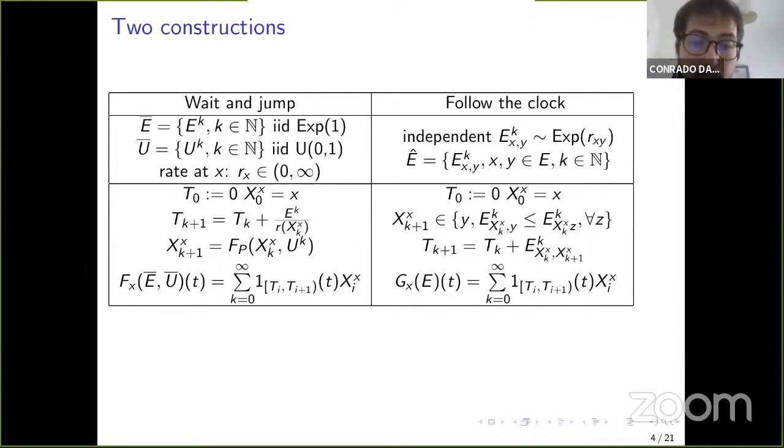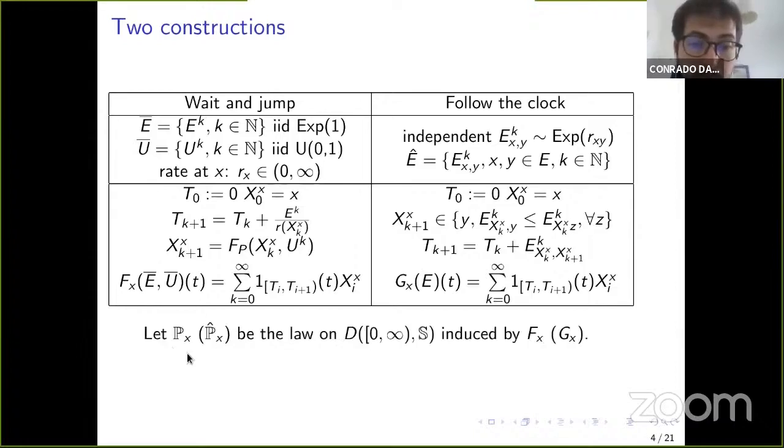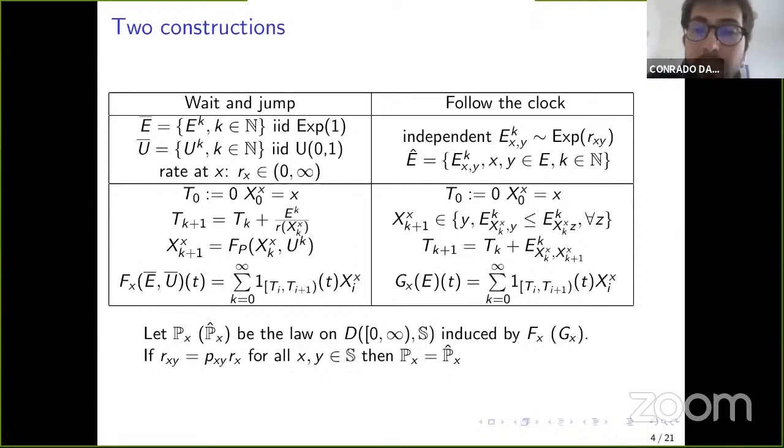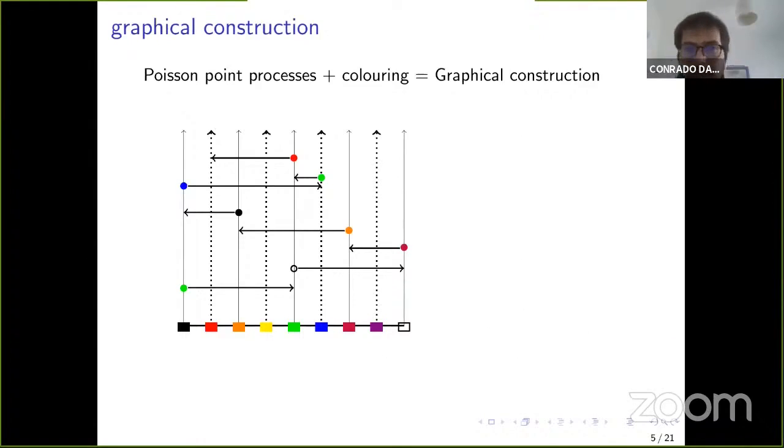So these two constructions actually induce laws of probability in the space of càdlàg trajectories. Càdlàg is a French acronym for right continuous with left limits. It's a short way of saying it. The point of these two constructions is that if they are compatible, in the sense that the individual rates can be related to the global rate and the probabilities in this form, then these two probability laws are the same. So we have created in two ways the same law in the space of trajectories, and that's what we're looking for. Right, we're interested in the laws.